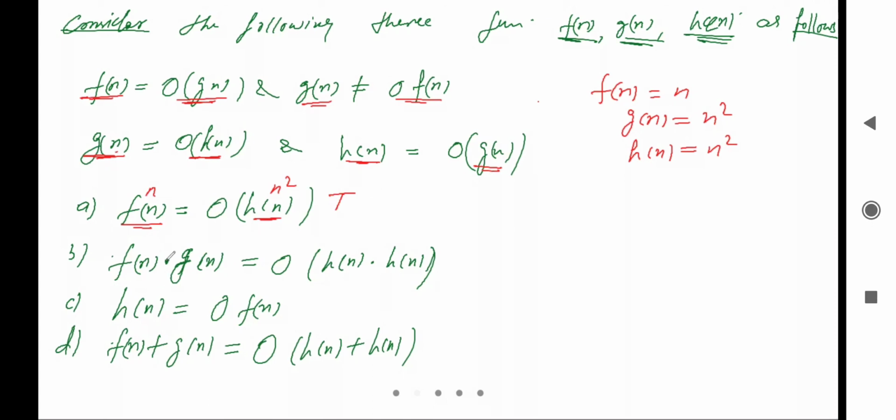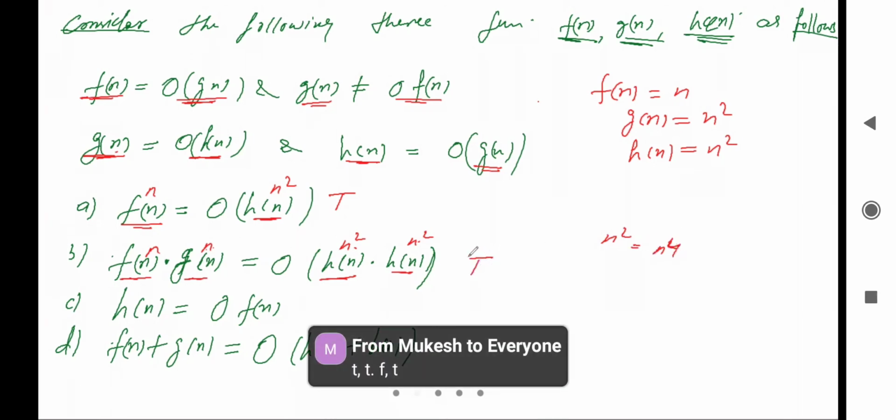What about the next one? F of n into g of n. F of n is n, and g of n is n square. That is equal to order of h of n into h of n. H of n is n square, and here it is n square. Assume we are multiplying: n multiplied by n square is n cube, and n square into n square is n power 4. So again it is satisfying this property. So here it is again true.